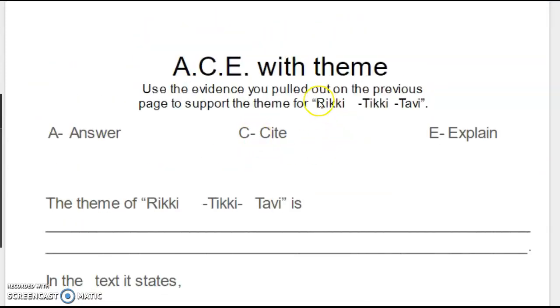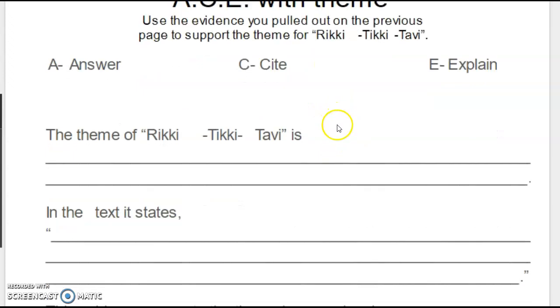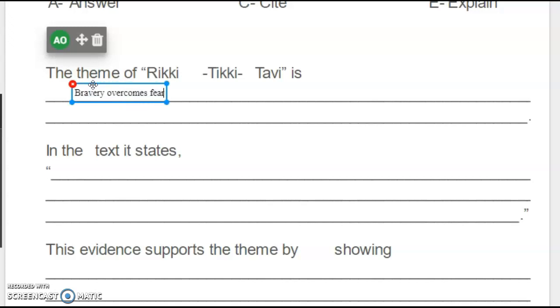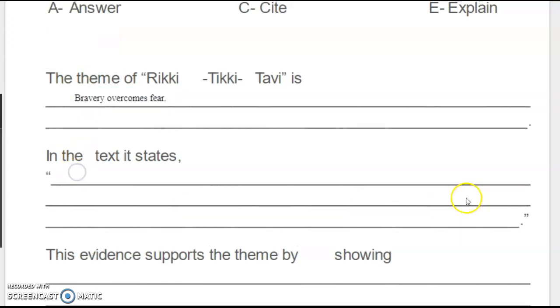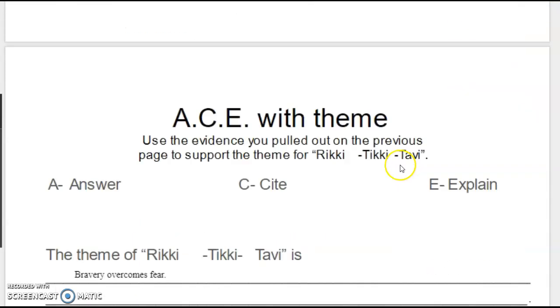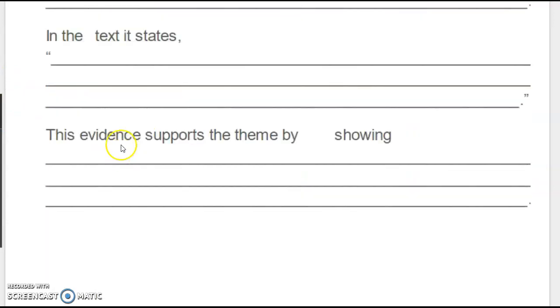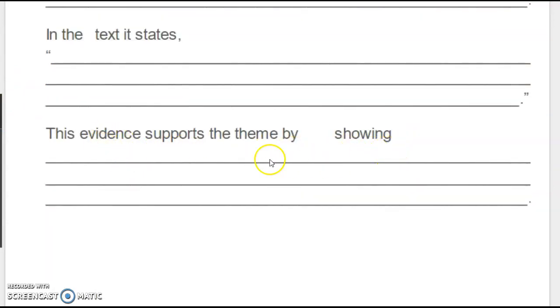Then, what I had you guys do is, once you had finished that, I wanted you one more time to write out what is the theme of Rikki-Tikki-Tavi. The theme of Rikki-Tikki-Tavi is bravery overcomes fear. Make sure it's a full, complete sentence, of course. And then, in the text it states, I want you to pick your favorite quote. You should have 2 to 4 quotes. Pick your favorite one. Write it down right here. The evidence supports the theme by showing blank.